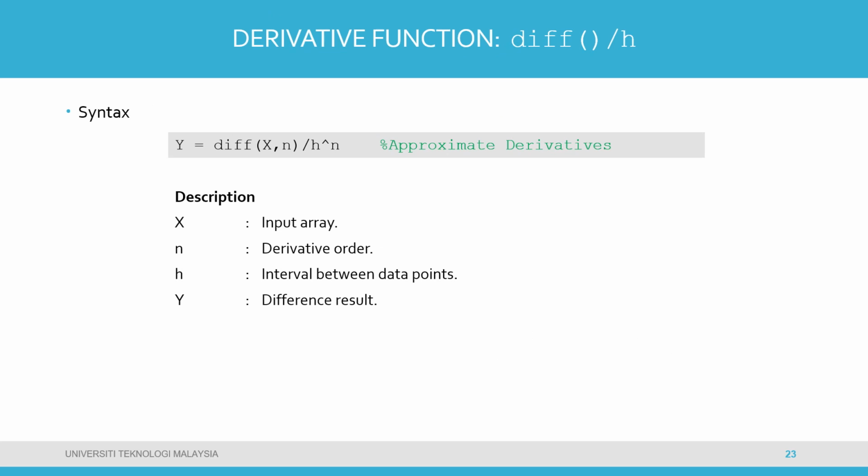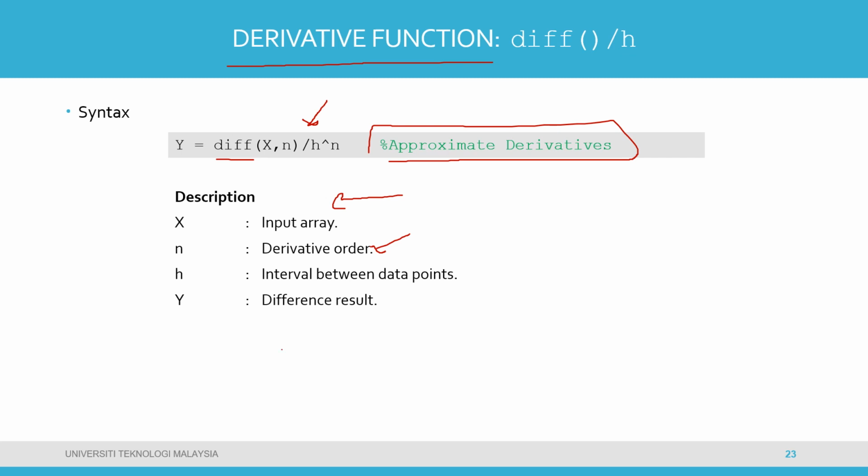Now we continue our study with the derivative function. How to differentiate a function inside Matlab? Basically you use diff, with the input array and x as the derivative order, and you have to divide by the interval. So basically this is just an approximate derivative. I will show you the example after this.